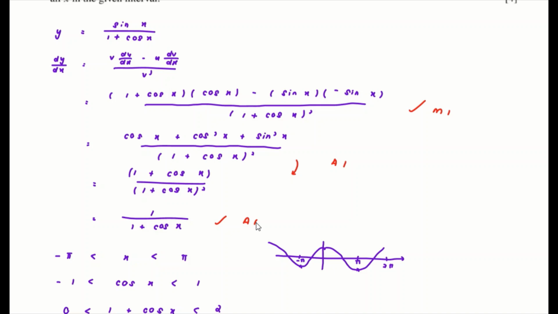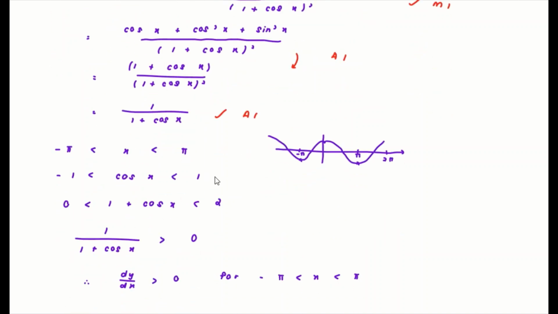Okay, then you use your method. Through this method, you try to justify that this thing will always be a positive one, then you will get the last one. Okay, so that's basically the 4 marks in this question. Okay, so let's move on to question 2.